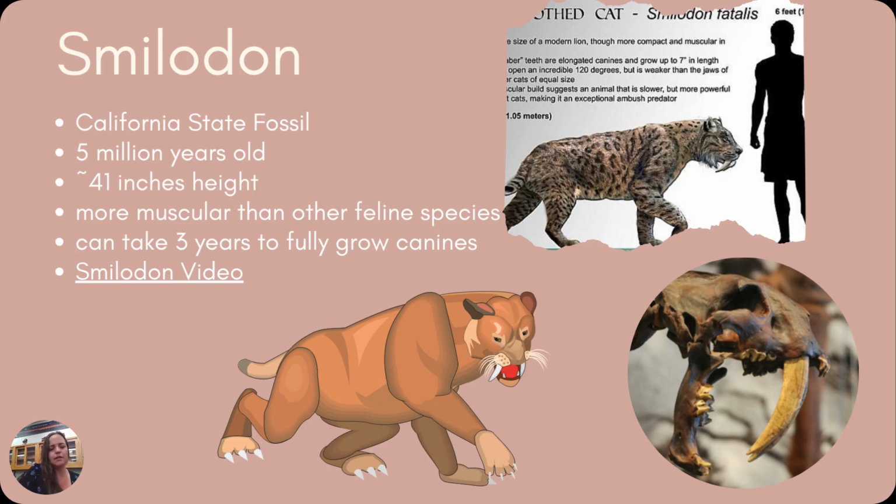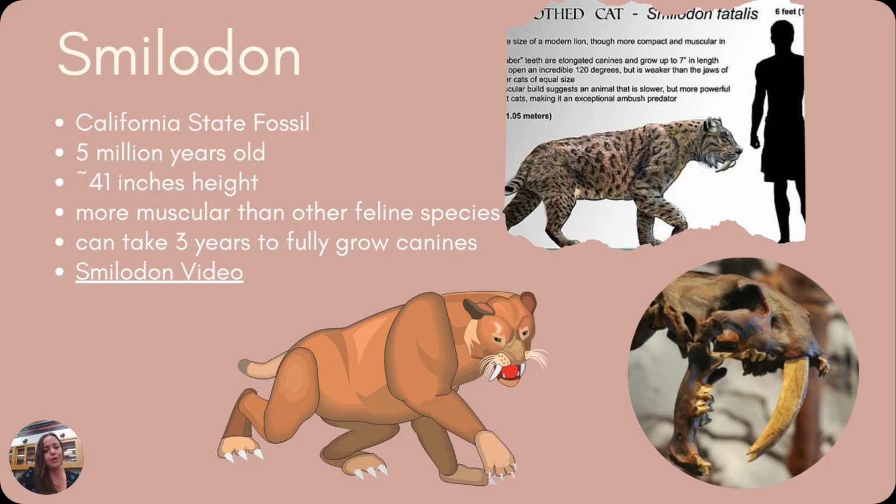All right, the smilodon. This is the California state fossil. A lot of people think these are a lot taller than they are, but there's a 6-foot man in the upper right there showing you compared to the smilodon. It was only about 41 inches in height on all fours, so it's not huge. They lived about 500 million years ago, and they also died 11,000 years ago with the rest of the Pleistocene mammals. They are by far way more muscular than any other feline species in the fossil record or living today.